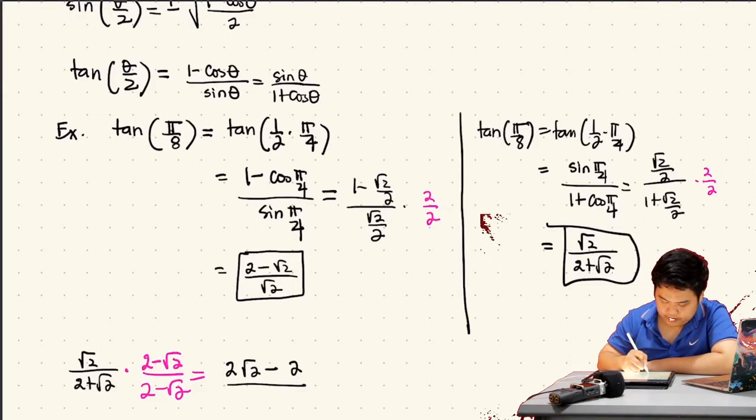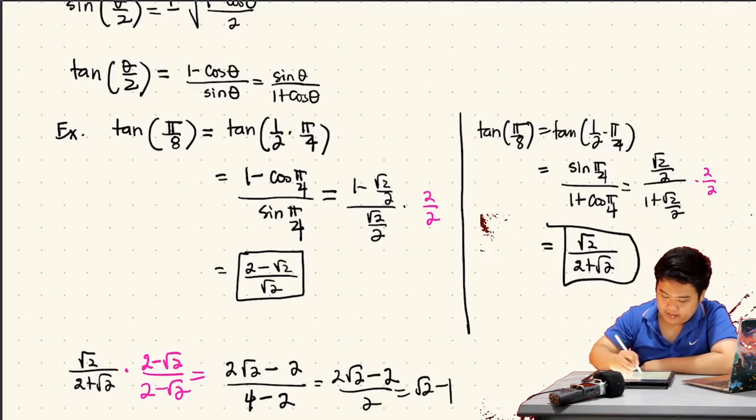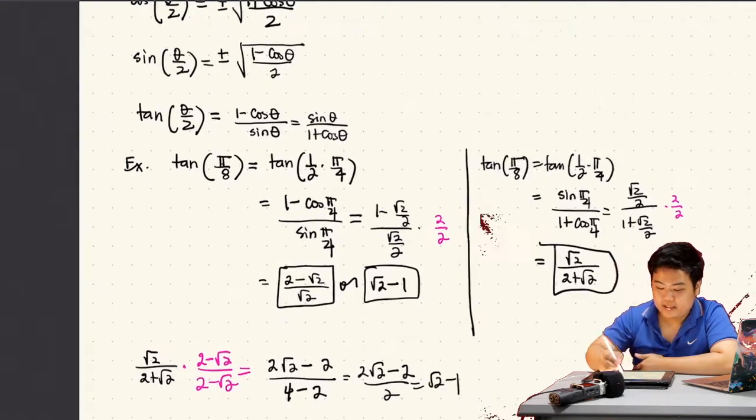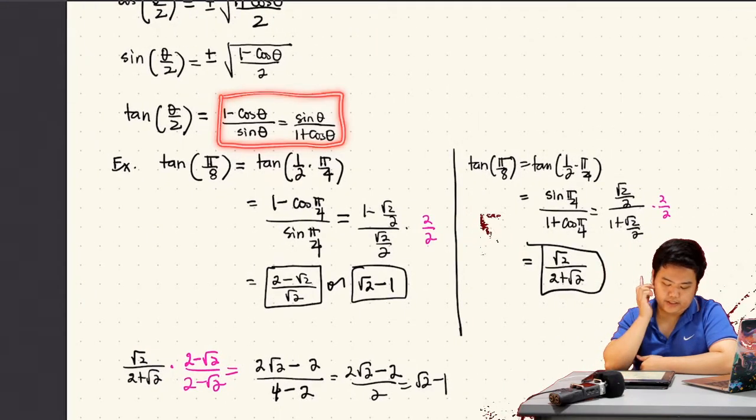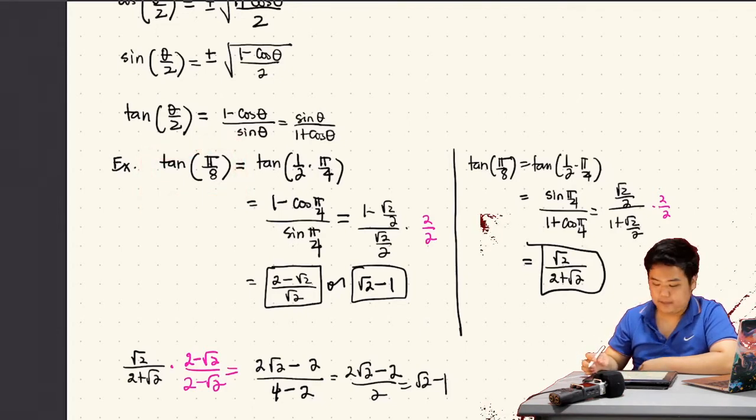Square nito is 4 minus 2, which is 2 square root of 2 minus 2 over 2, which is square root of 2 minus 1. At hindi ba ang value nito ay 2 over square root of 2 is square root of 2 minus square root of 2 over square root of 2 is 1. So, pareha lang sila. Kahit ano dun sa dalawa yung gamitin nyo sa tangent. Okay, so that is the value of tangent pi over 8. Square root of 2 minus 1.